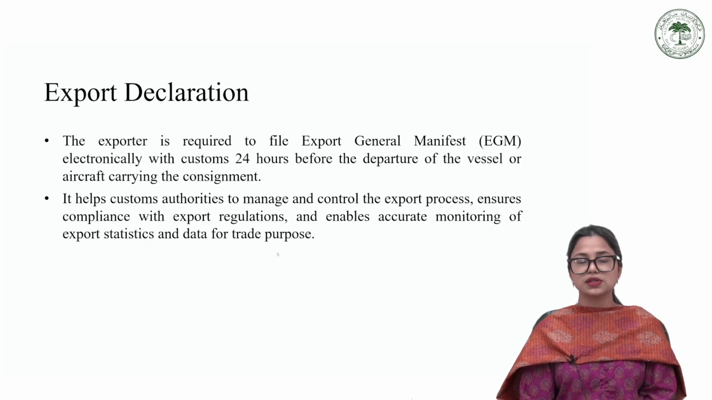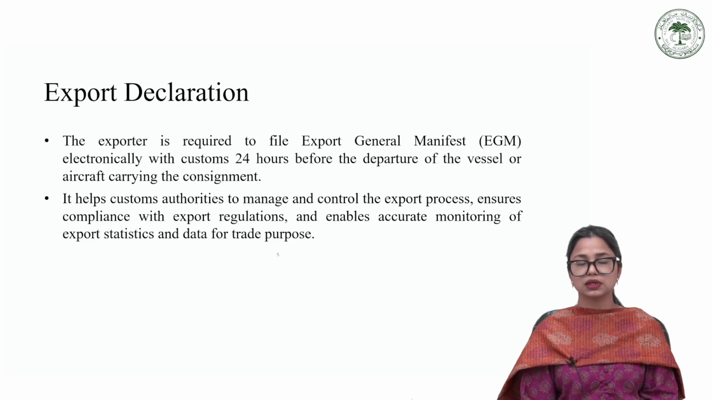The next step is export declaration. In this step, the exporter needs to declare through an export general manifest within 24 hours of the shipment of the vessel, or, in the case of an aircraft carrying the consignment, before 24 hours the aircraft leaves.